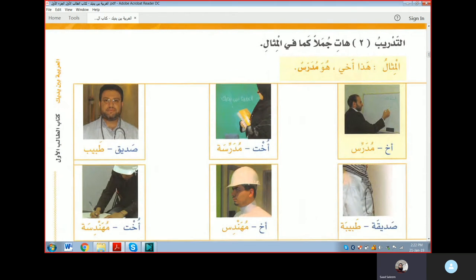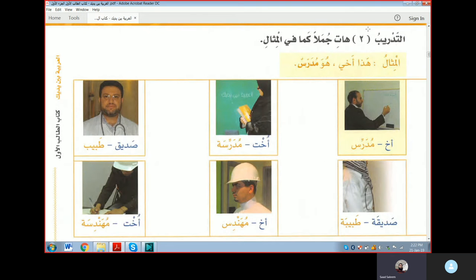Next we have the second exercise. Hati jumlan, bring a sentence, kama fil mithal, like the one in the example.